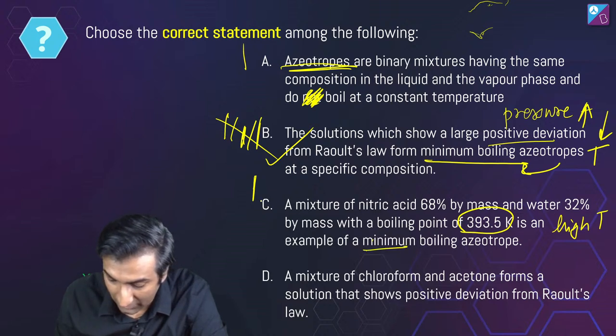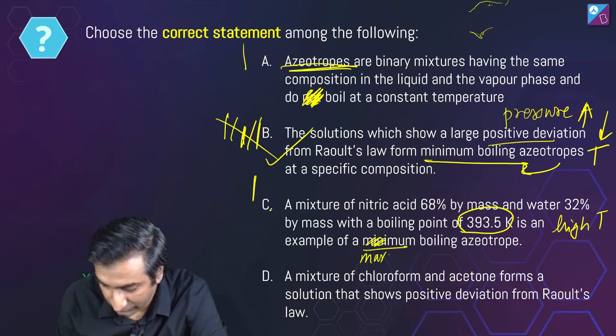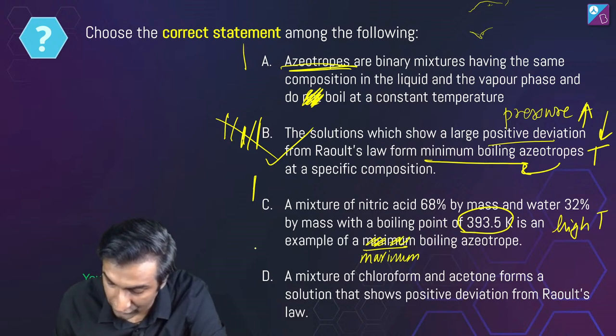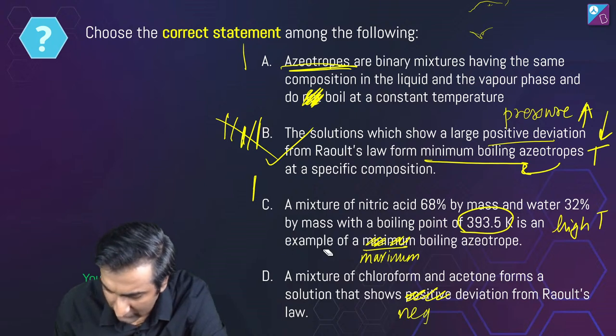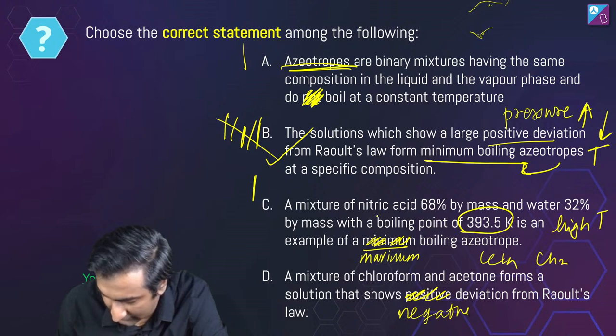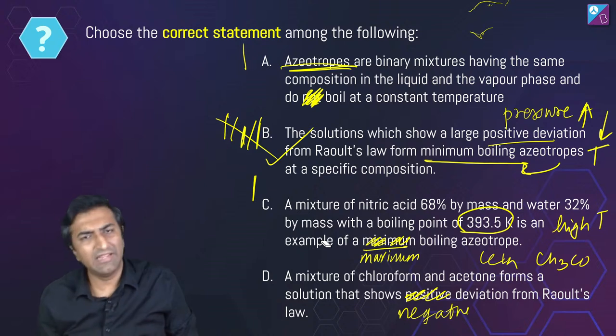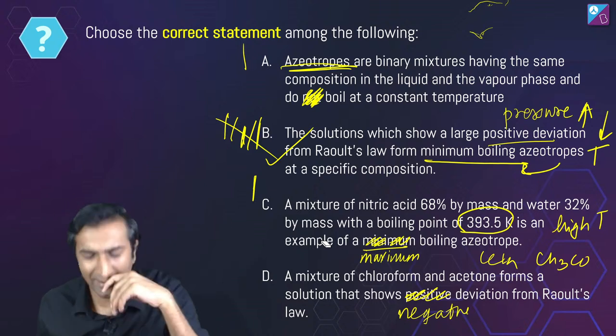So this is going to be an example of a maximum boiling azeotrope. What about this mixture of chloroform and acetone? Forms a solution that shows positive deviation? No, this forms, no, this is CCl4 and CH3CO. Hold on. What about D? Is it negative deviation or there is no deviation? It's an ideal solution. What do you think?